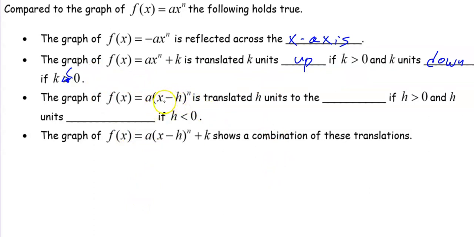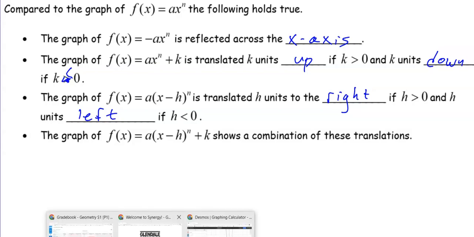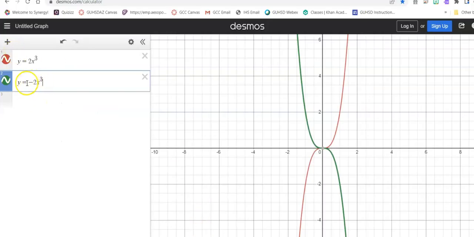If we have an h, and we have a value inside, remember the negative is part of the formula. So if h is positive, that's going to represent a negative h inside the parentheses. So we are going to go to the right h units. And if it's a positive inside, that means h was negative, and we will go left h units. And then we graph this, of course, and that's going to be a combination of all of those, like we said. And we do want to take a look at some of those, because this is awesome.